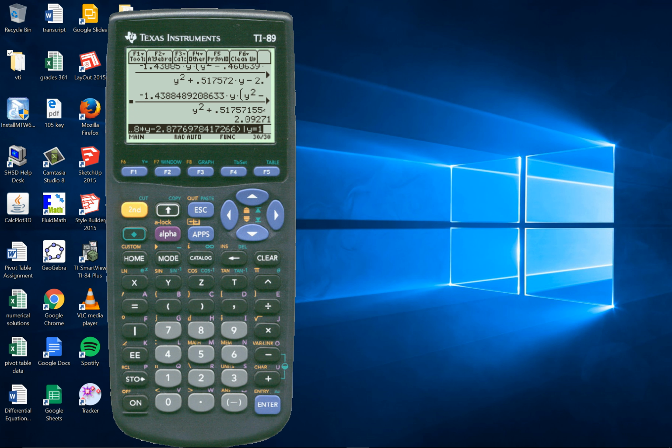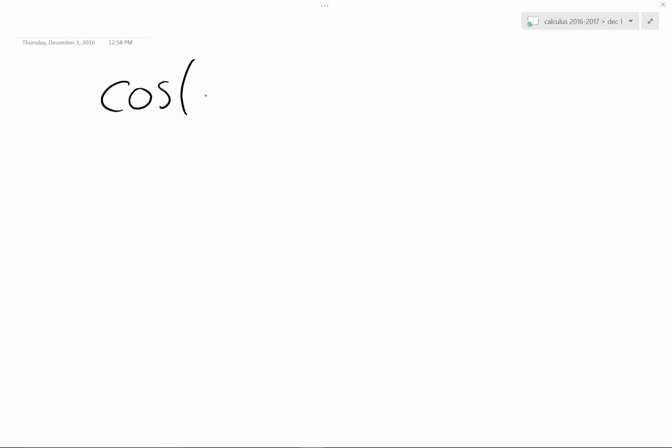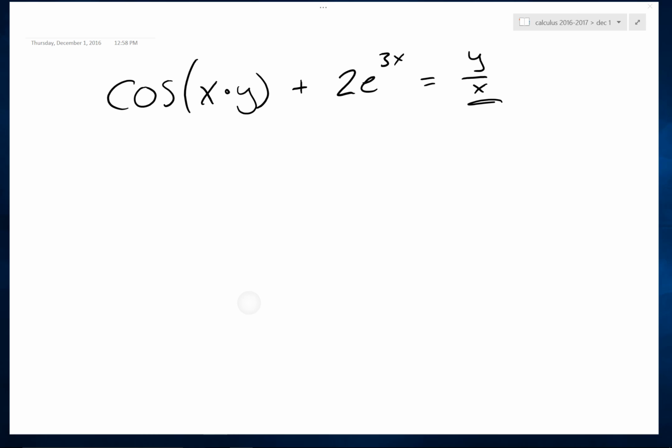Let's try another, shall we? So, the other day you did one of these too. For instance, the cosine of x times y plus 2 e to the 3x equals y over x. No, I don't want to do that. That's gross. Clearly, you cannot solve for y here, yes? It's not possible because you have to get it out of the cosine, which would put this inside of an inverse cosine. That's not going to work. Let's graph it for fun and see what's up.